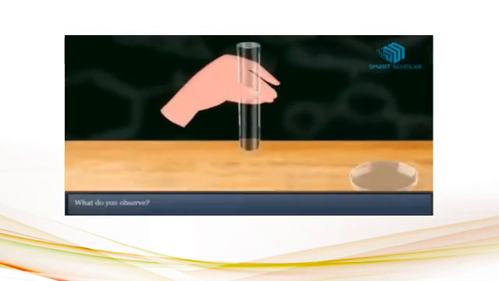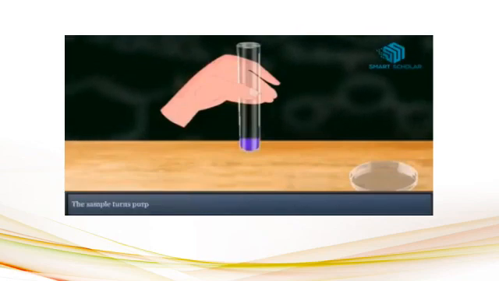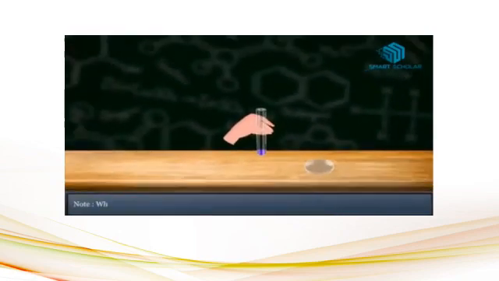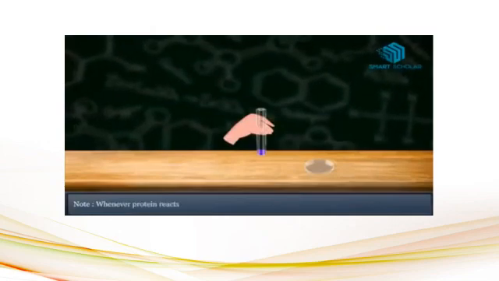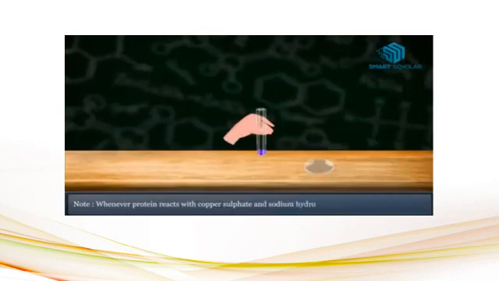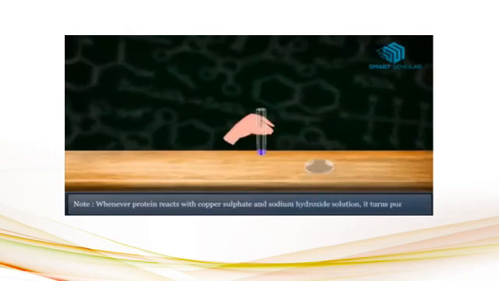What do you observe? The sample turns purple, which confirms the presence of protein in the food sample. Note: whenever protein reacts with copper sulfate and sodium hydroxide solution, it turns purple.